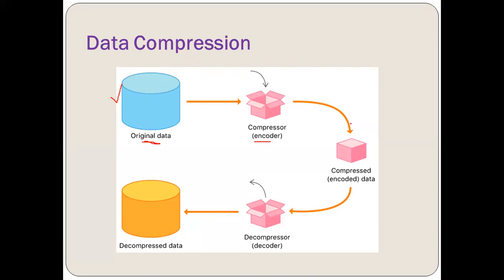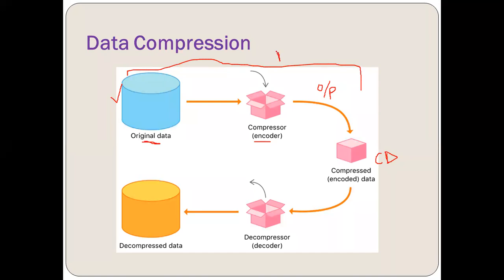Then this particular encoding is giving us an output. So the output for compressing is encoding. After encoding, the output we get is the compressed data. This is the output for compression. After compressing, we get the compressed data. This is the output.